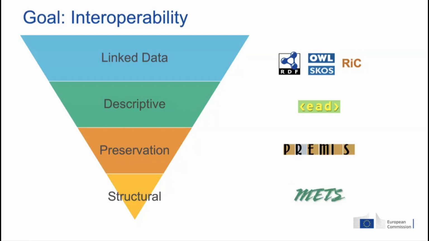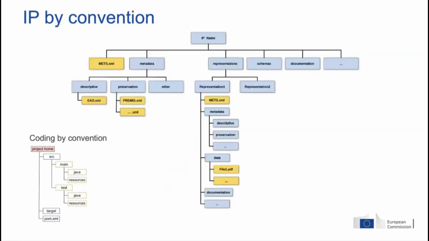When it comes to descriptive metadata, it's more complex. For example, EAD, and agree on certain metadata fields that need to be filled. So have a common ground for descriptive metadata. Let's stop there. Linked data is a very complex topic. So the eArchiving information package, the IP, let's say it's an instance of the CS, the common specification for information packages. You see here that we have kind of an IP by convention. Those familiar with Java programming might be familiar with this coding by convention.